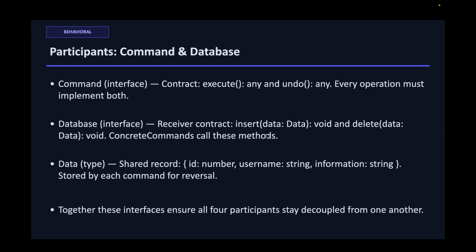And the data type is just a very basic plain record, which just includes the ID, username, and information stored for each command for reversal. Commands store this value in the constructor, so they have everything they need to reverse themselves later.